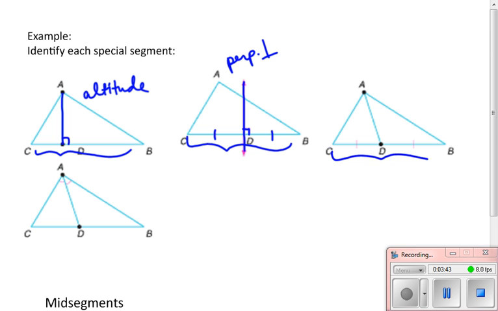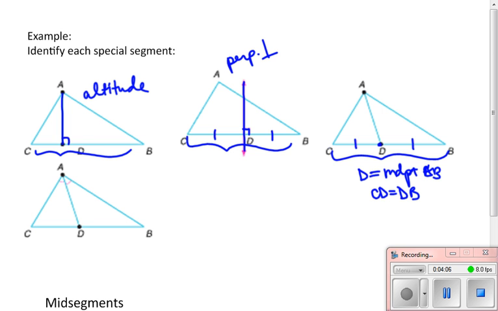Here, this segment is telling us that we have equal pieces. And so what we know here is that D is the midpoint of AB. And so then that gives us that CD is equal to DB.